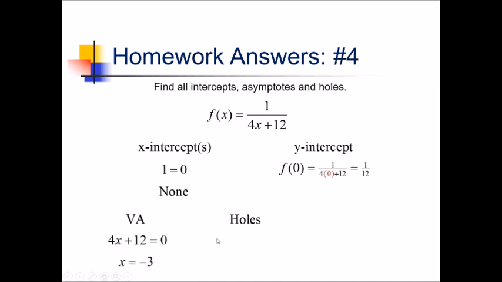For holes, since there's no common factors that got canceled out, there can't be any holes for this graph. For horizontal asymptotes, this is a bottom-heavy function. The denominator is linear. The numerator is constant. So we're bottom-heavy, which means we automatically have a horizontal asymptote of y equals 0.